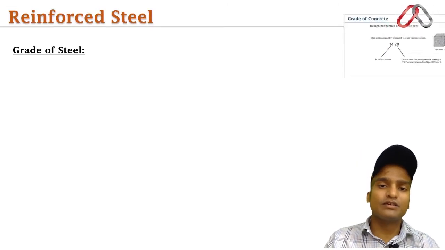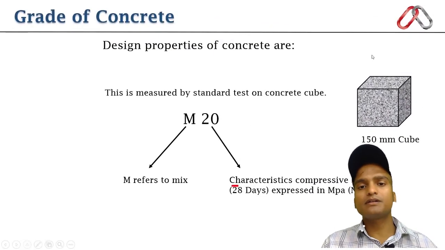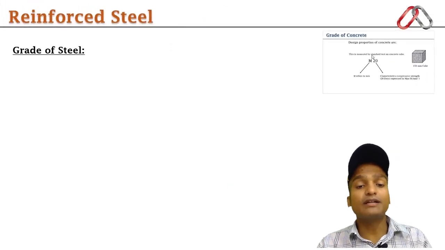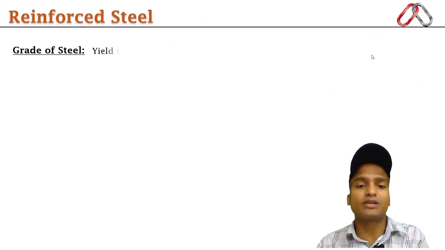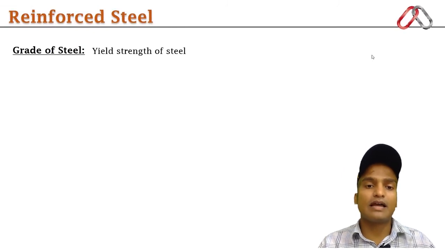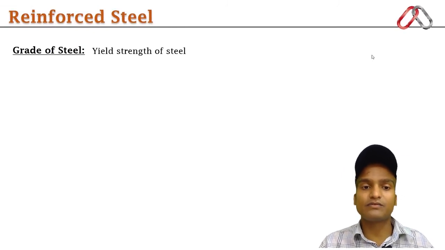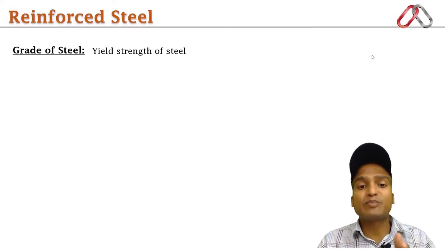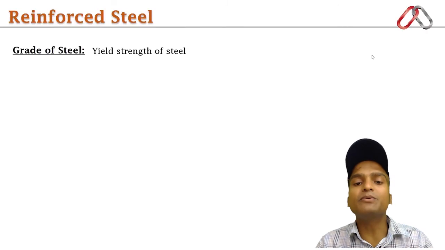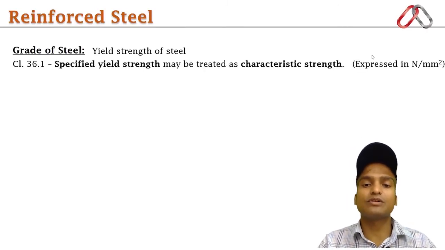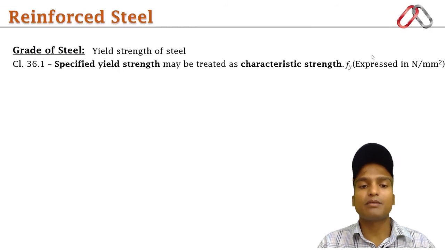So just like in concrete we have the grade of concrete, we will also have the grade of steel, and the grade of steel is the yield strength of the steel. What is this yield strength? As we have discussed in the graph in detail, as per the code the specified yield strength may be treated as the characteristic strength Fy, and this is also expressed in Newton per mm square.